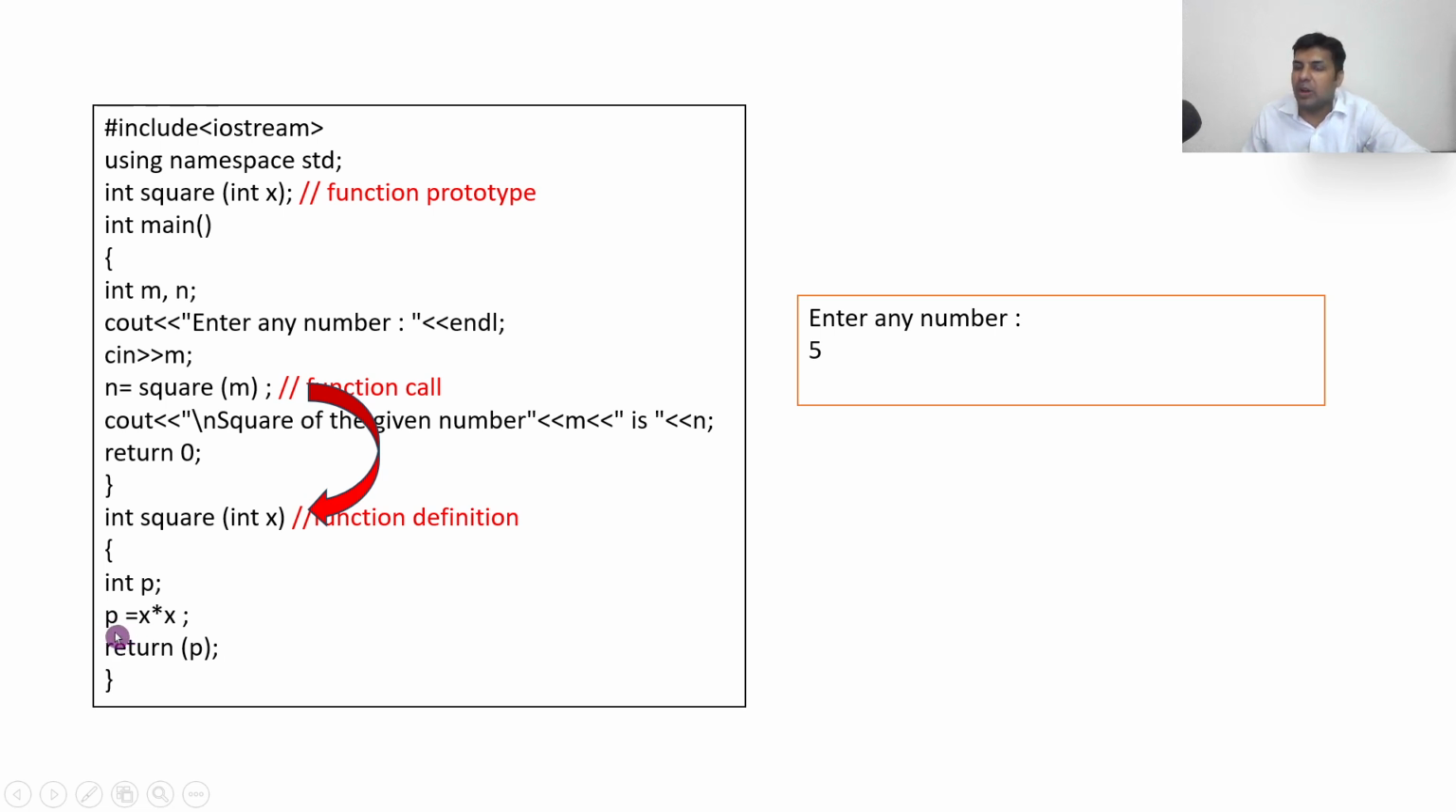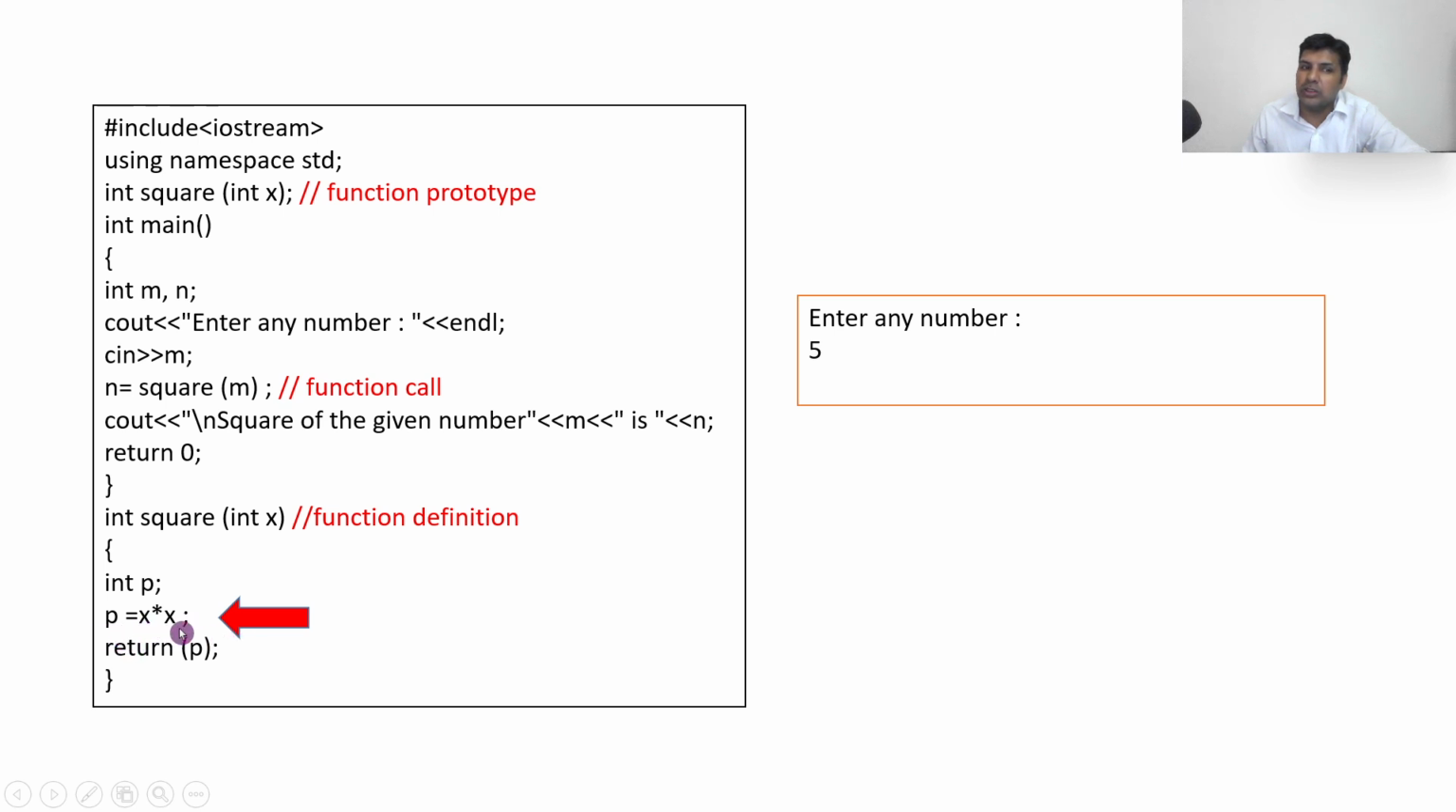Now where is this p value? In the function, right? Now I want to print it in the main function again. So what can I do? I can return. We can also return the value to the main function. Function call will pass the value, and return will again pass the value back to the main function, right? Okay, so what is return p doing?